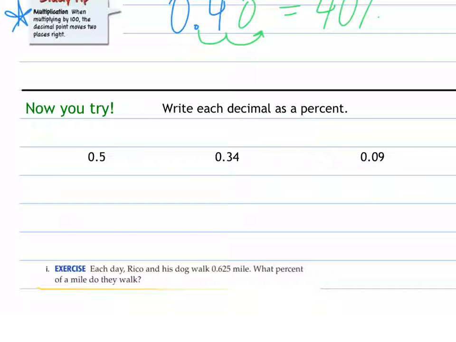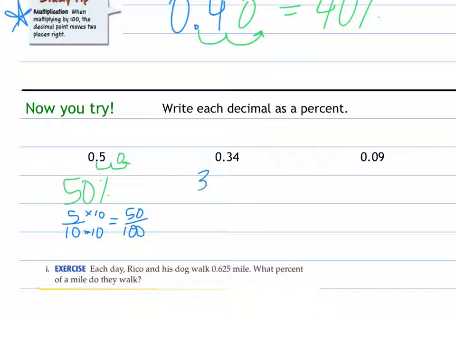Try these 3 on your own. So 5/10, I'm going to do the moving the decimal. I just move it 2 spots to the right, 1, 2. Fill in with a 0, so that would be equal to 50%, which if we did the fraction method, that would be 5/10, multiply the top and bottom by 10, so that would be 50 over 100, 50%. Either way works.